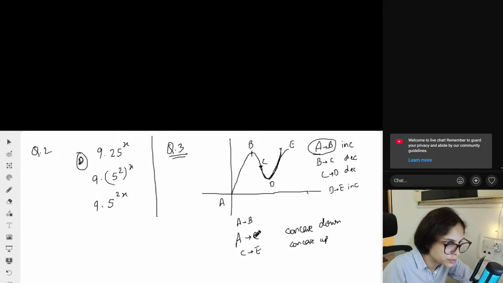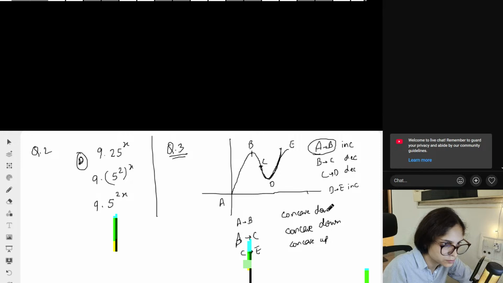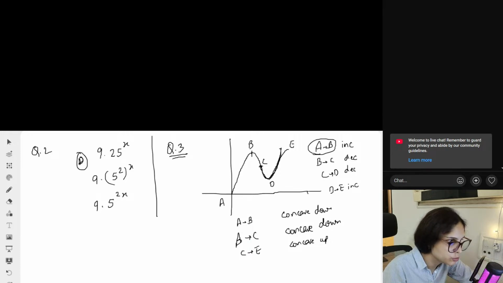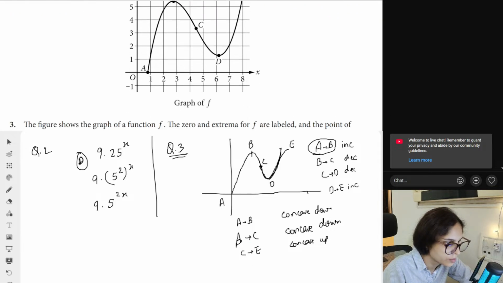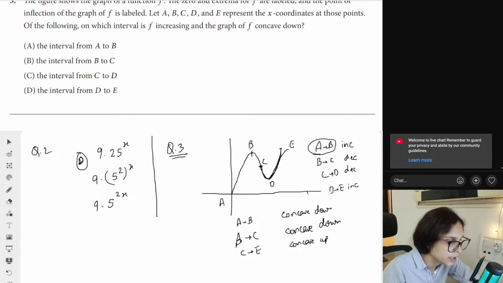And here also I can say A to B is concave down and then B to C is concave down as well. So our answer is A to B. And that is option A. The interval from A to B is the correct answer. So the answer is option A.